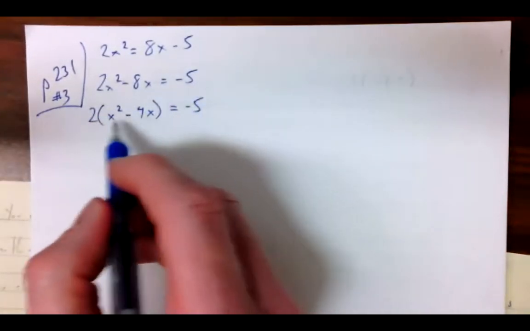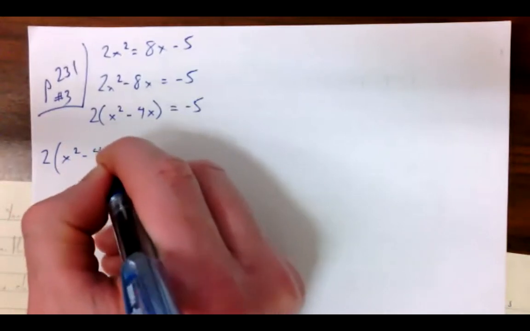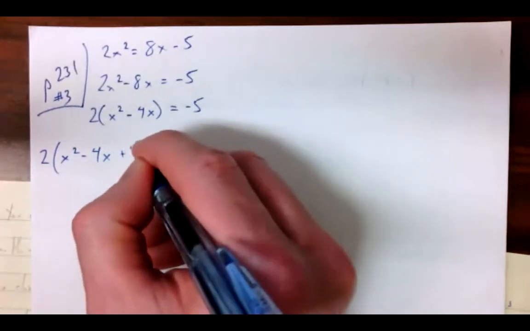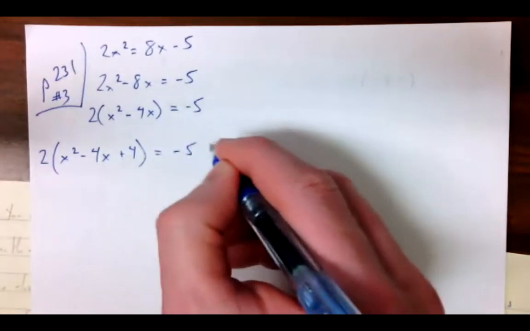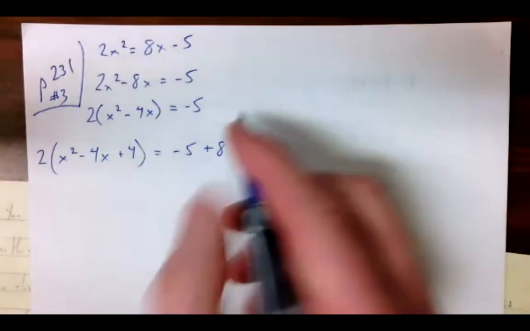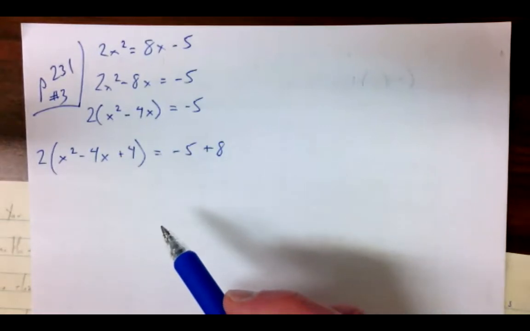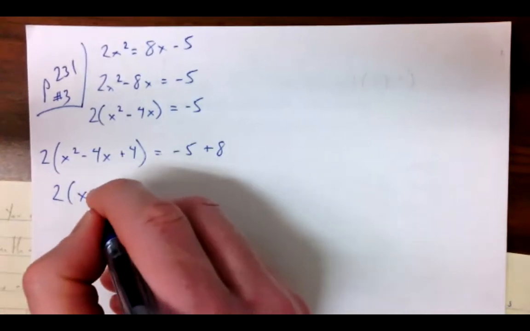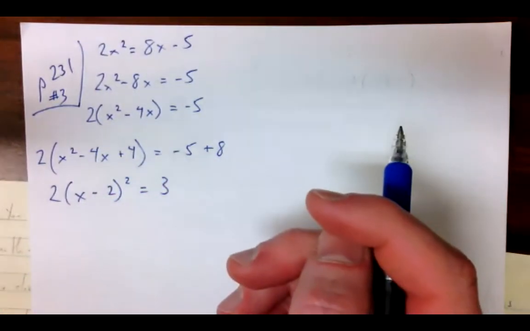Now I'm going to add to this so I can move towards completing the square. X squared minus 4x. 4 divided by 2 is 2. 2 squared is 4. So I've added 8 on this side. I need to add 8 on that side. If I was keeping everything on this side, I would add 8 here, and then outside the brackets, I would put -8. So now I'm going to complete the square. 2 times x minus 2 squared equals 3.